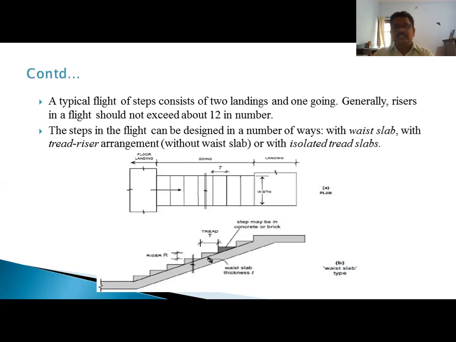So here we can see a typical staircase plan and a section. This is the landing portion, this is the landing portion, these two are the landing portions. So this is the stair part. In plan, you can see only treads. If you come to the section, this is the riser part, stepwise. This is the riser part, this is the riser part. This is the waist slab. This is the landing portion, and this is the landing portion. If you see these two figures, one is plan and another is section, you can understand the concept of stairs.